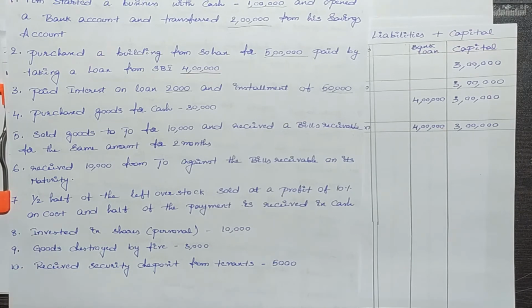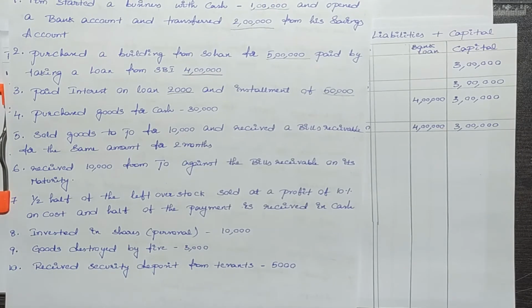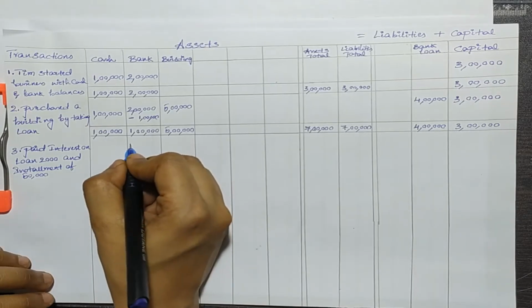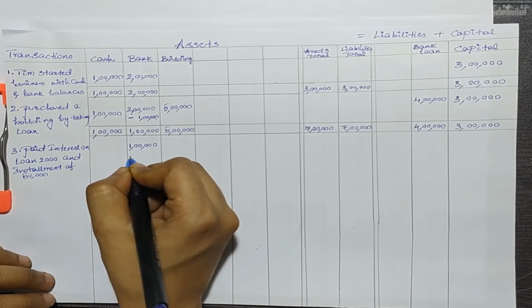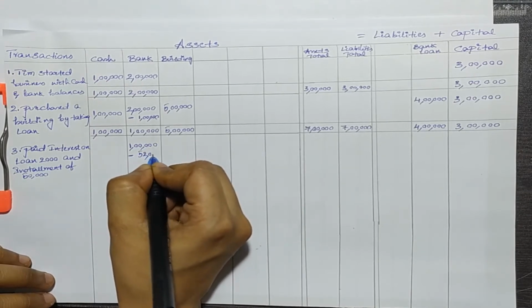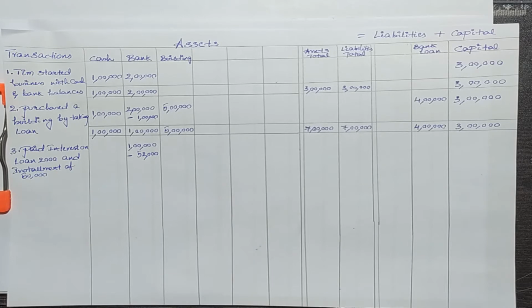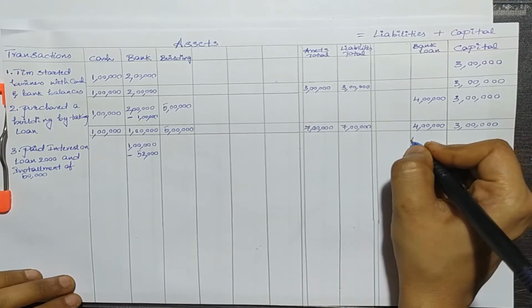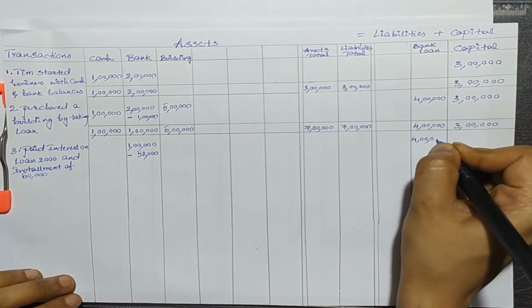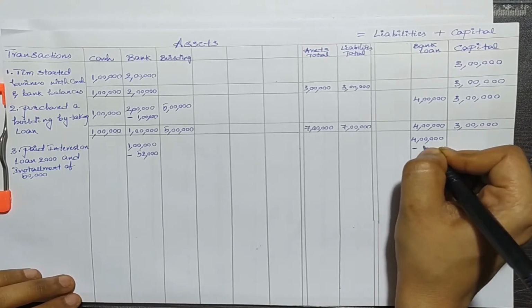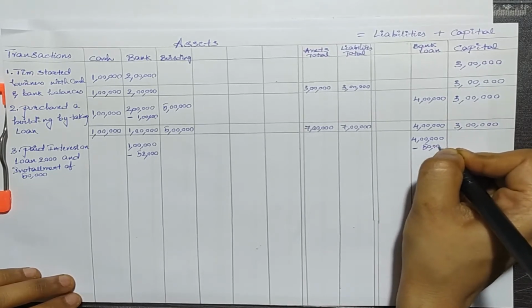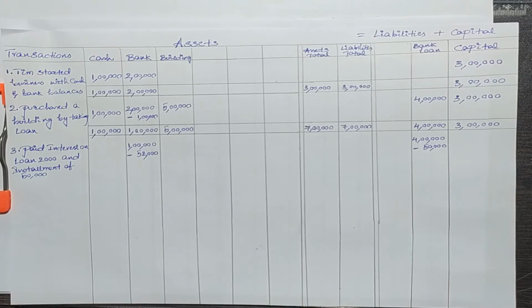Here paying interest for loan is considered as an expense and paying installment amount is not considered as an expense. So first we will deduct the interest and installment amount from the available bank balance, that is 1 lakh minus 52,000. Then we will deduct the installment amount from the bank loan because we have already repaid 50,000. So we are deducting that 50,000 from bank loan amount. That is 4 lakh minus 50,000.